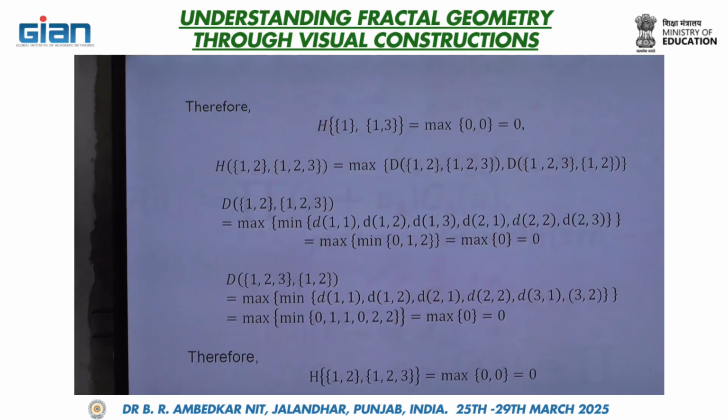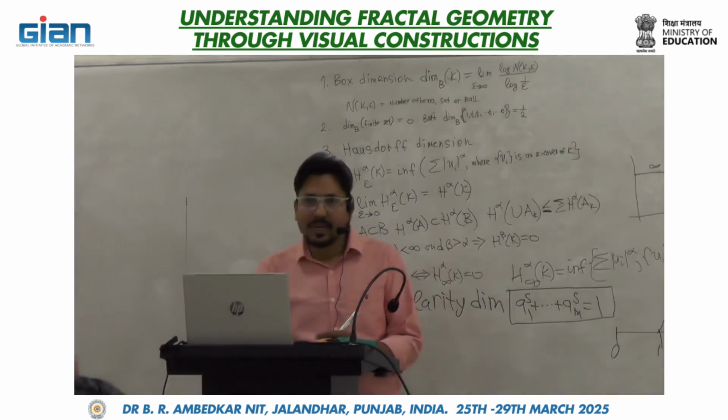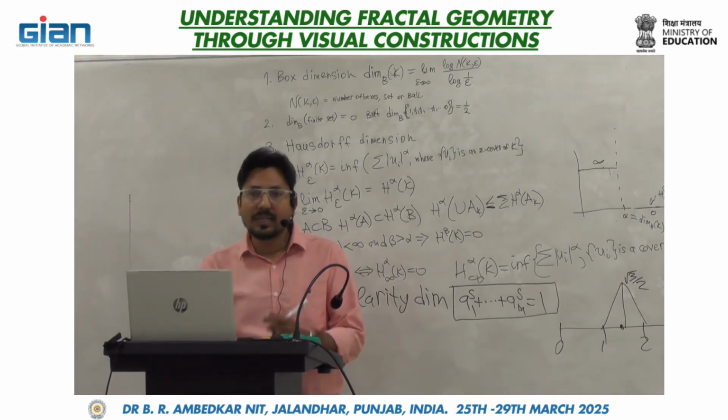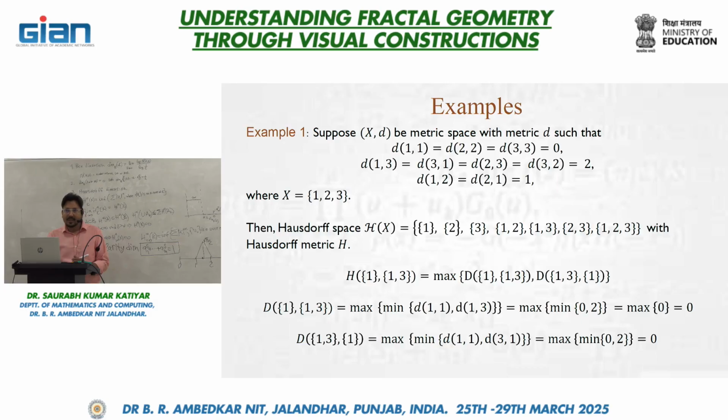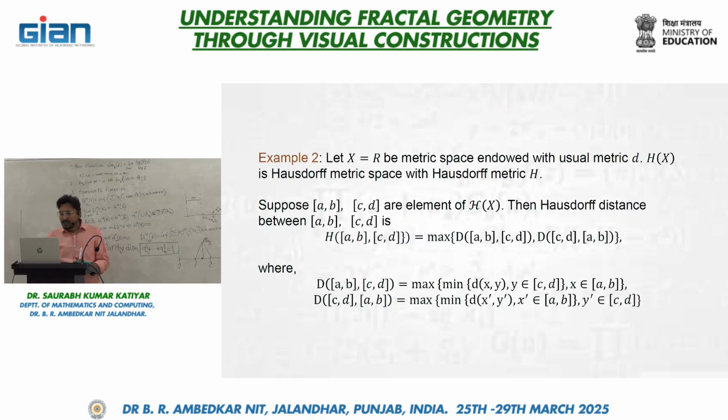So in both the examples, H of A comma B and H of B comma A must come the same. Why must they come the same? Because H is a metric. Before, it was not coming, some properties we were not getting correct. But H is a metric, so H will satisfy all the axioms of a metric, right?